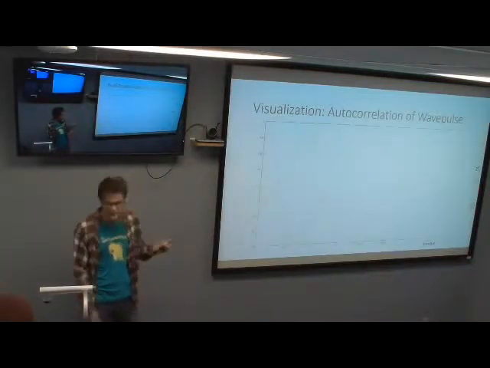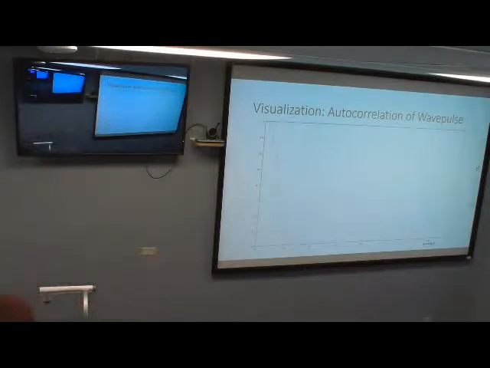Yeah. And then this is just a nice way to visualize what an autocorrelation function does. This first plot is an autocorrelation of a wave pulse. So how do I? Oh, it's still on the marker. To draw? Yeah, it's still on the marker. Okay. There we go.